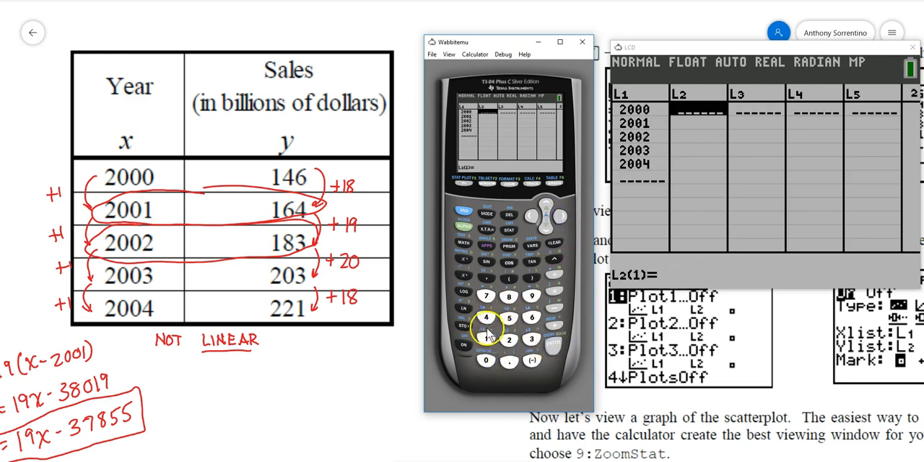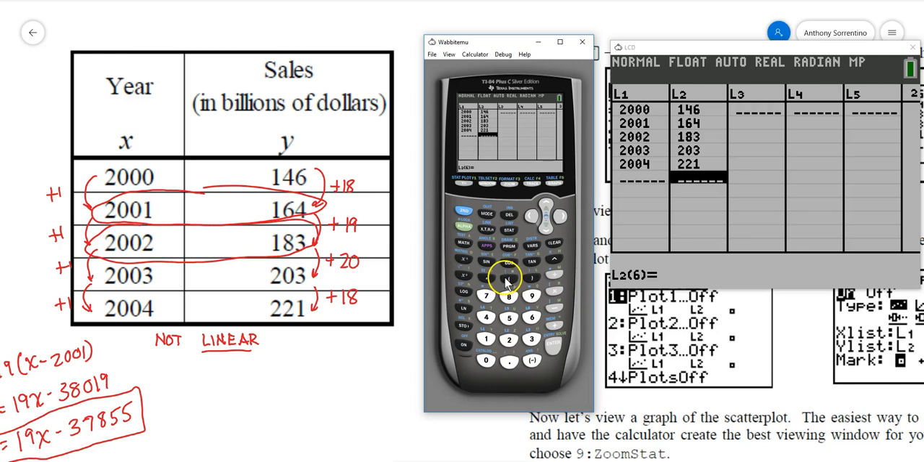And I'm going to come over here and put the sales in billions of dollars. Now remember, each one of these represents billions of dollars. I have to be aware of that because when I answer questions later, if I'm finding out some sort of dollar amount from this, that dollar amount I'm coming up with is going to be in billions of dollars. So there's my data.